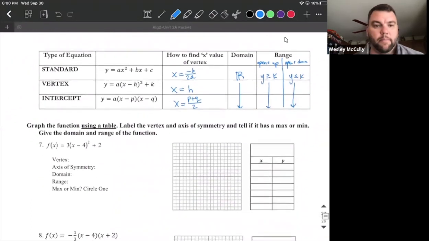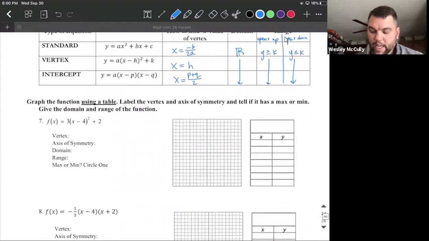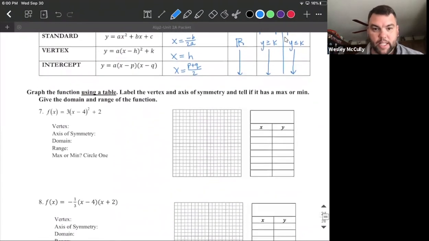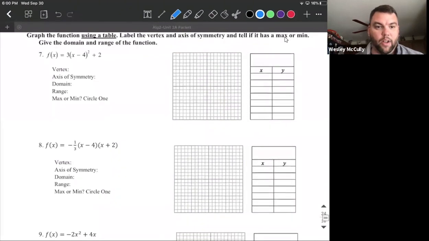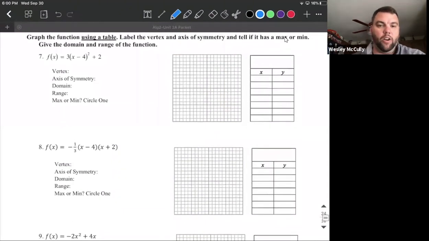Okay, we have that same diagram again here, indicating how to find the x value, the domain, and the range. And now we're going to especially use that information to graph quadratic equations in all 3 forms. It says graph the function using a table. Label the vertex and the axis of symmetry and tell if it has a maximum or a minimum. Give the domain and the range of the function.